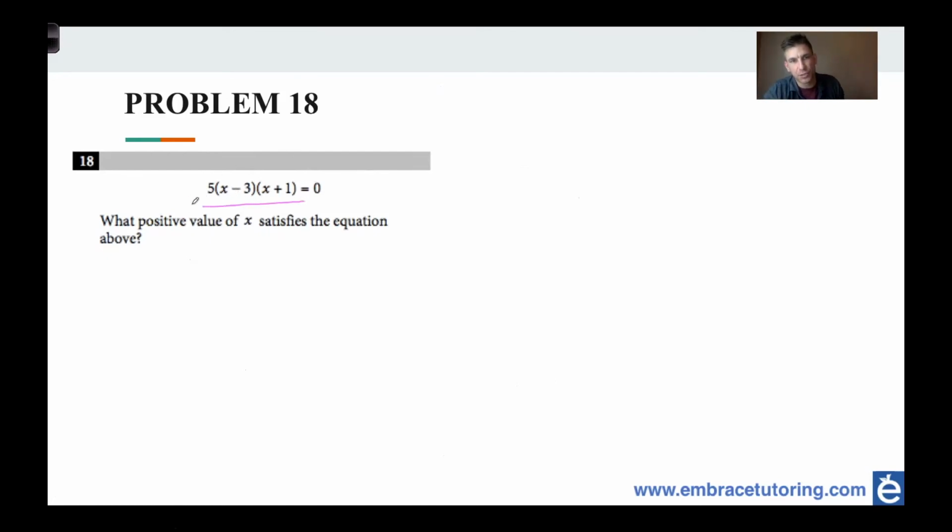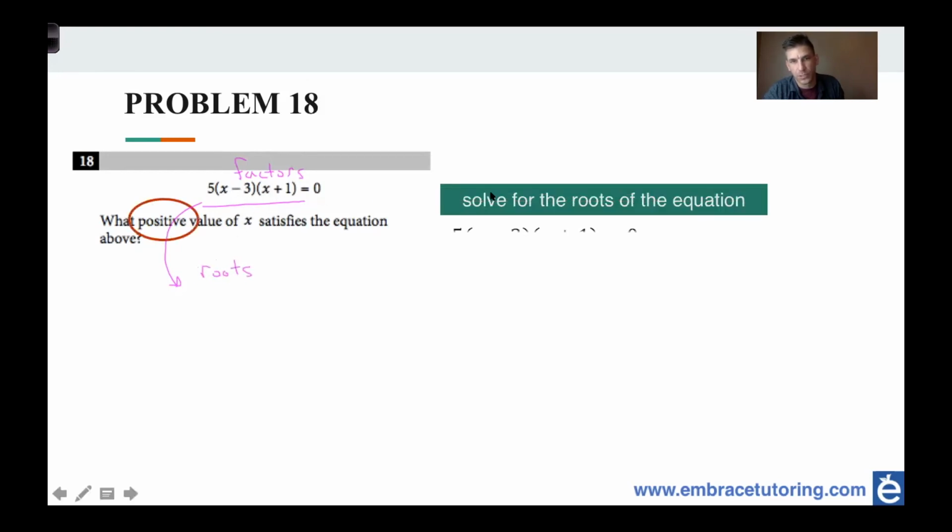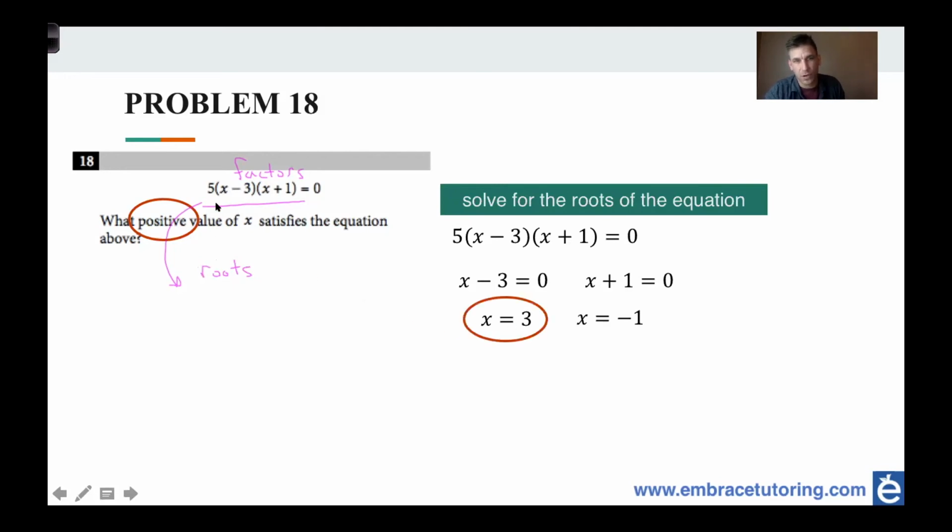You understand that here you have factors. Okay, that's what these are. And what you're trying to do is solve for the roots or the solutions. So what you want to do is set each of these equal to 0, right? When you break this down, x minus 3 equals 0, x plus 1 equals 0, and then 5 equals 0. You want to know what positive value of x, which this would become x equals -1 and x equals 3. So x equals 3 is going to be my answer because that's my positive value.